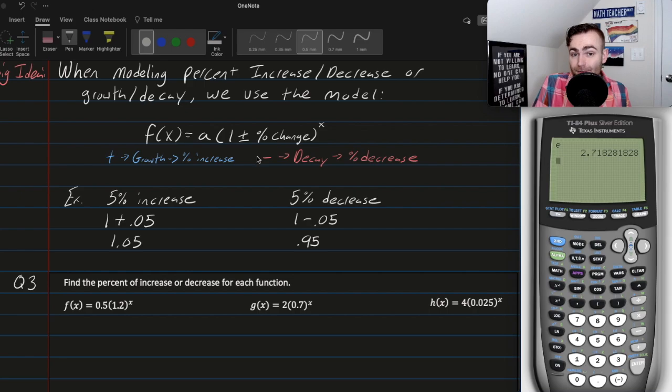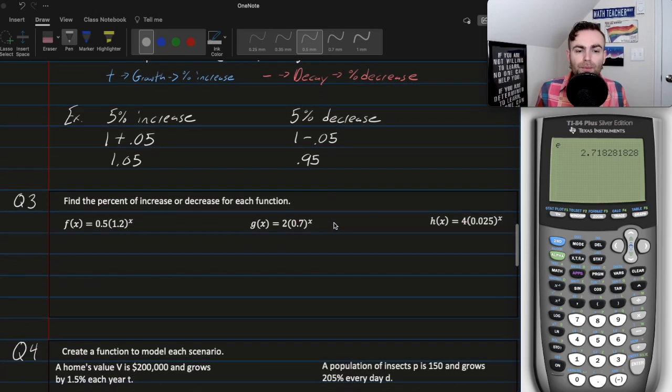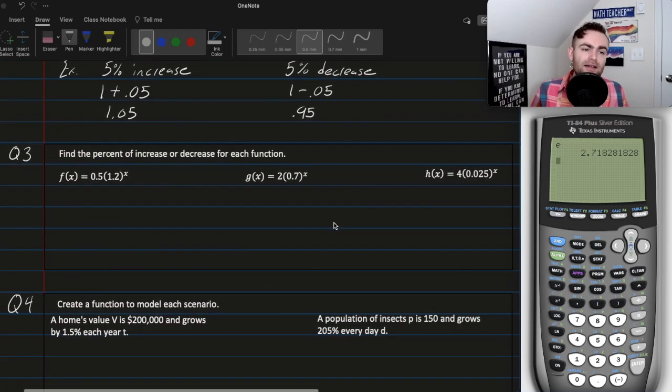So the base of our exponential is 1 plus or minus whatever that percent change is. It's plus if it's increasing, minus if it's decreasing, but it's all based off of the number 1, which makes sense. That's a threshold between exponential growth and exponential decay. So if we have a 5% increase, it's going to be a base of 1.05. A 5% decrease would be a base of 0.95. Cool. So let's find the percent increases and decreases of these functions.